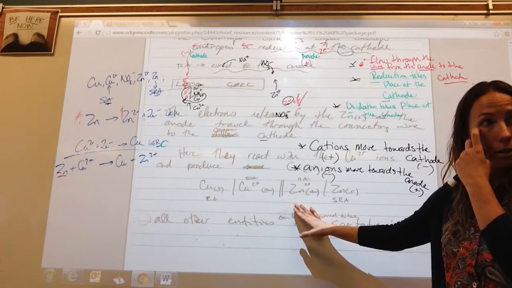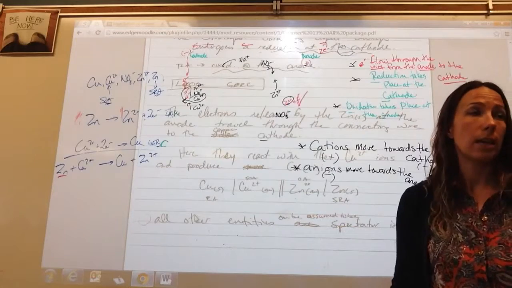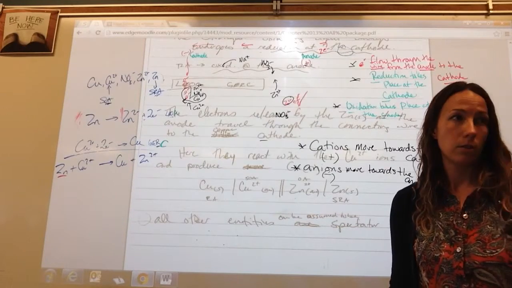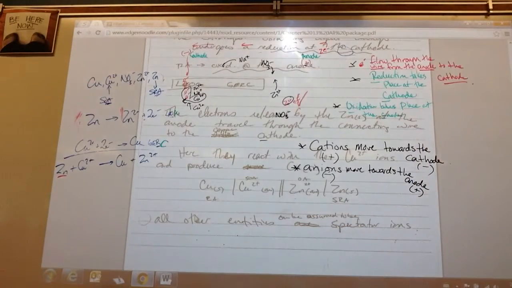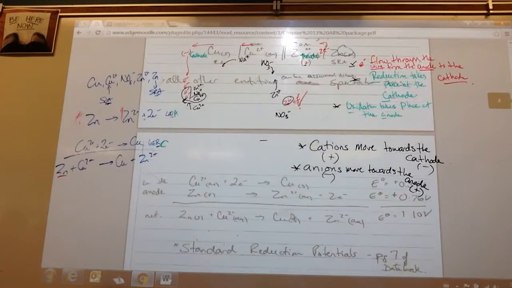Do you care which way we write it? Not unless I say proper notation. You mean like with or without the spectators? Yes, but you have to be able to read it both ways. All other entities can be assumed to be spectator ions, right?